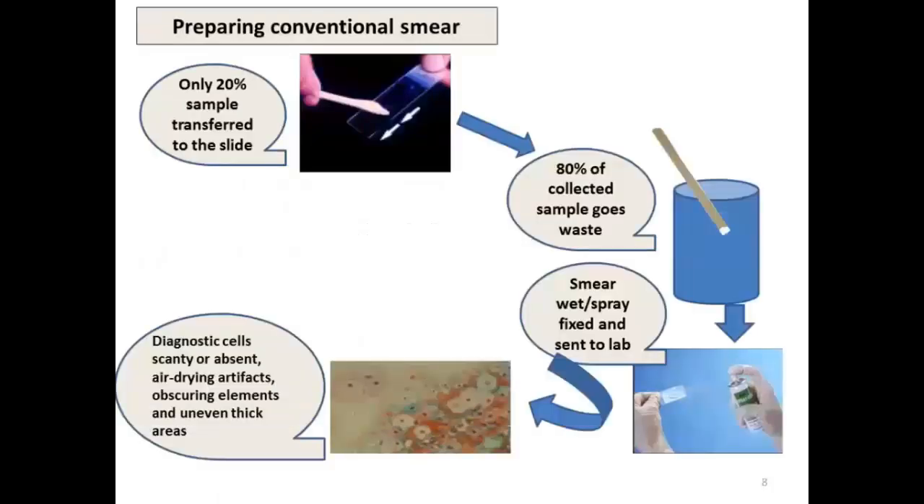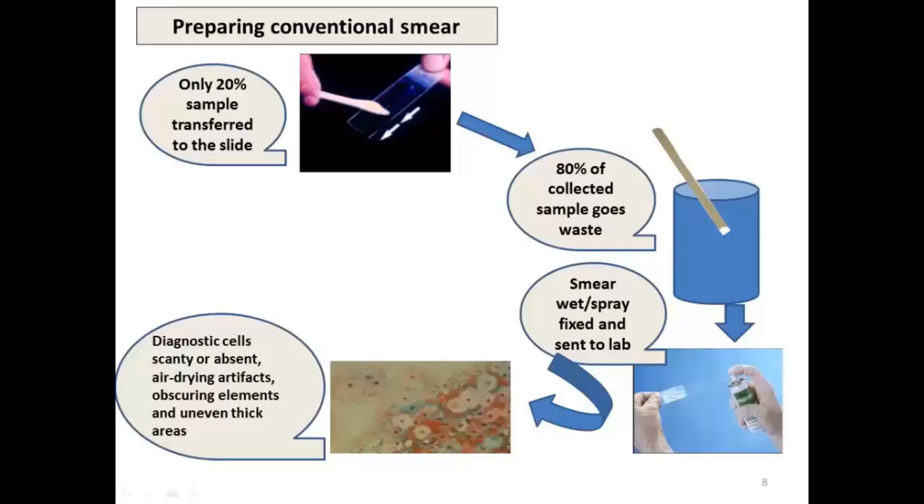Let's look at how the conventional smear was being prepared. With the spatula, the cells were retrieved on the glass slide through up and down motions, and then the spatula was discarded. The smear was fixed in 95% alcohol in a Coplin jar or using a spray fixative. However, the problem was that this spatula was made of wood, so it allowed only 20% of the sample to be transferred to the glass slide, and almost 80% of the material was going waste.